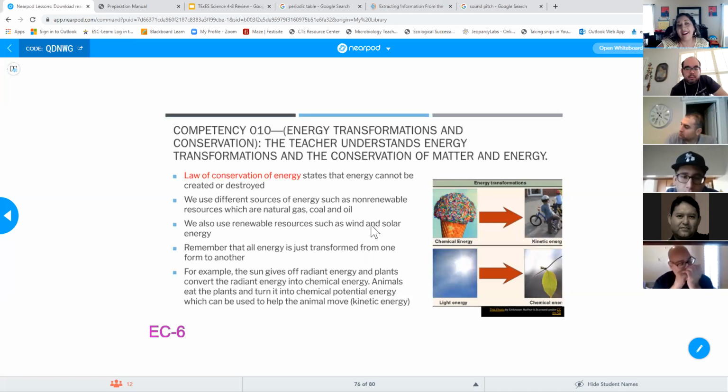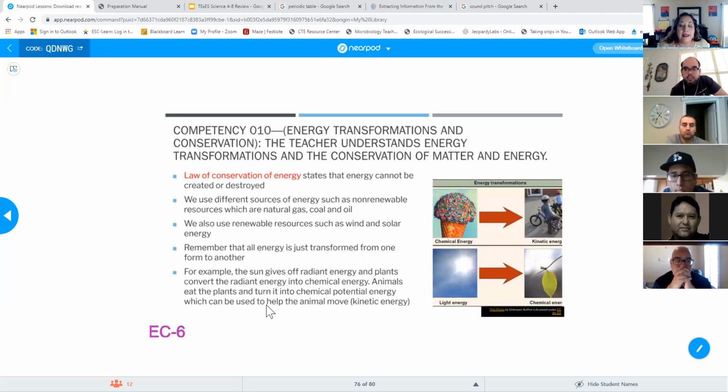So I'm taking wind, right? And I'm using that wind and turning it into maybe electrical energy for the house or something. And the same with the solar. So again, we're letting students know that when we're talking about things in science, we're talking about it like in the real world.